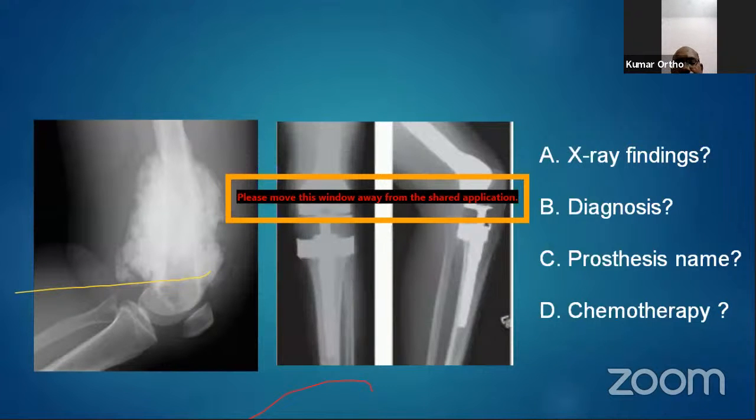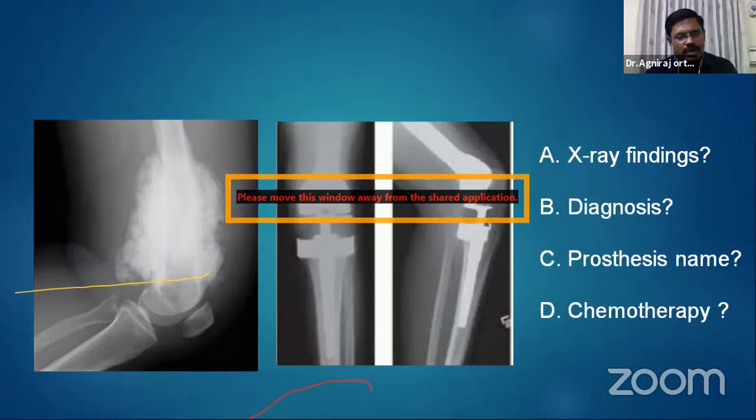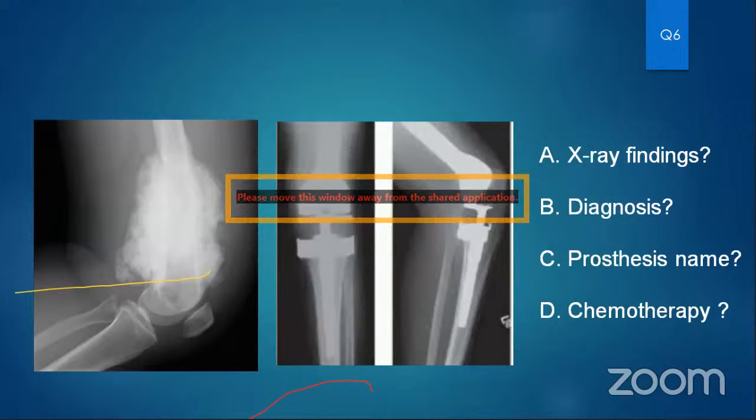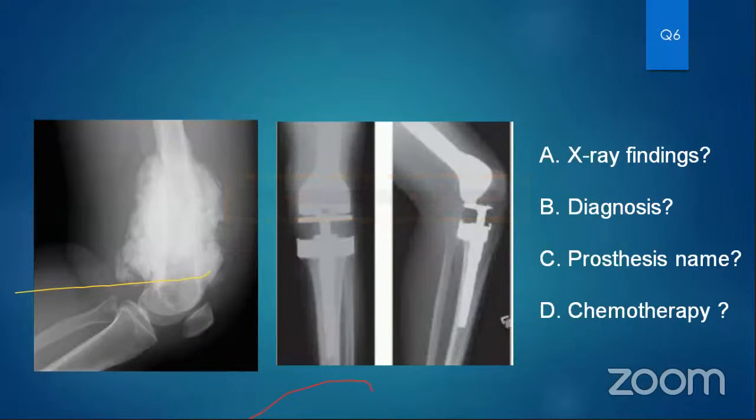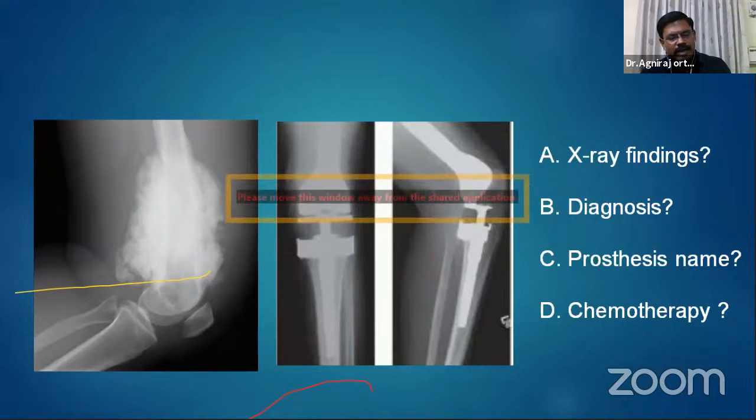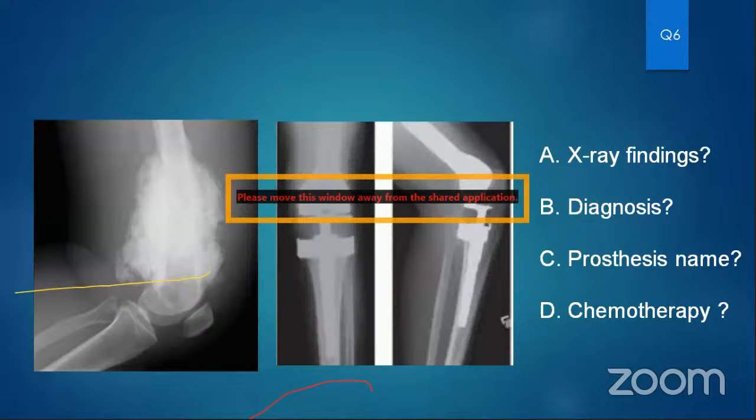Proceed. Location is the metaphyseal epiphyseal region, sir. It is not epiphysis, only metaphysis. You are right, metaphysis, diaphysis. Epiphysis is not involved here. Okay. The lesion has ill-defined borders. Type of lesion, pattern of bone destruction, sir, moth-eaten pattern.